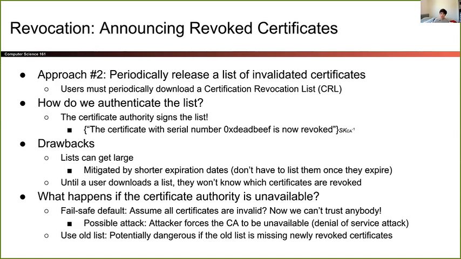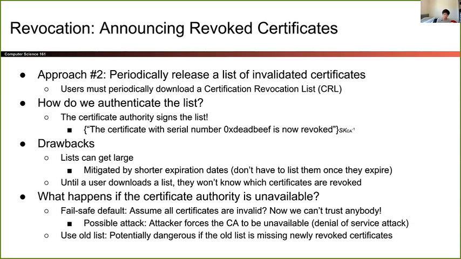If we just say, oh, use the old list, then maybe there are some certificates that are supposed to have been revoked, but we just weren't able to receive that list yet. So if we assume that all those certificates are invalid, then the attacker could just force this CA to go offline and suddenly we can't trust anyone.